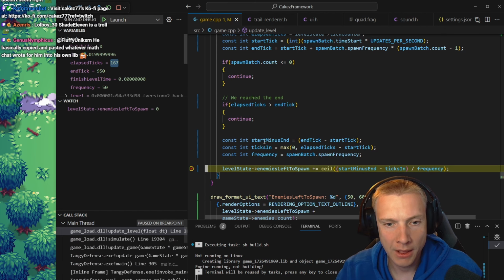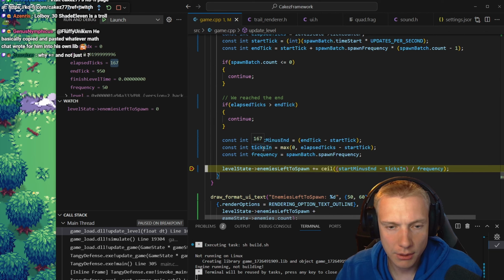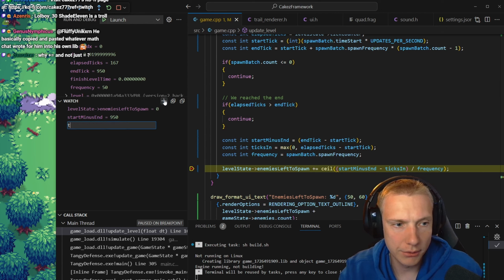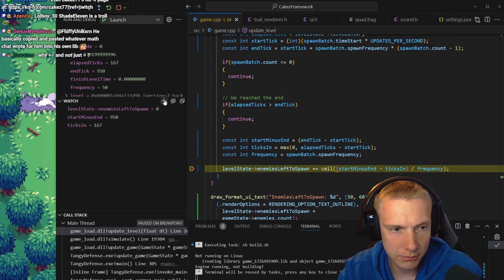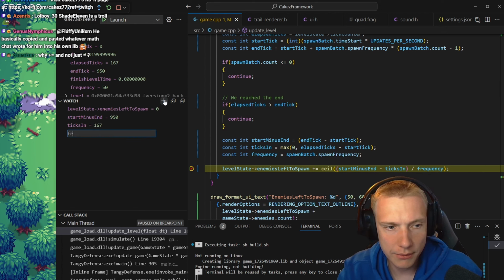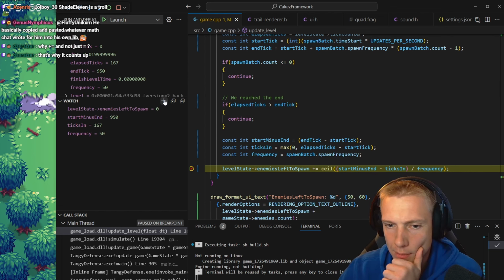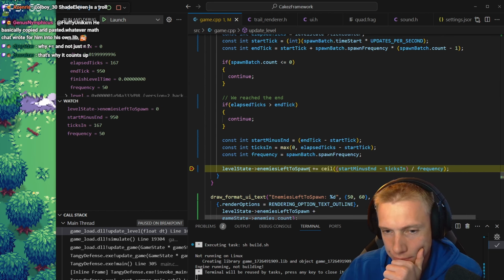Yes. All right, let's see. So start minus end, ticks in is 167 and the frequency is 50. Let's add that. Start minus end and then the ticks in. And then the frequency. Okay. Plus equals and not just equal.